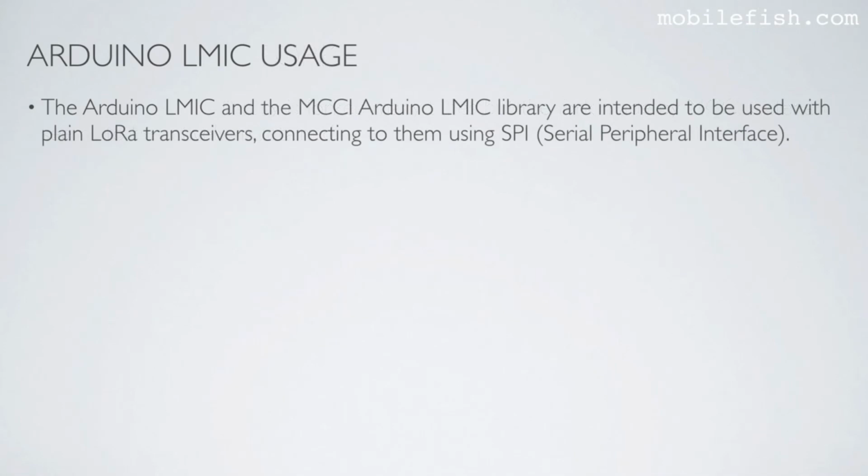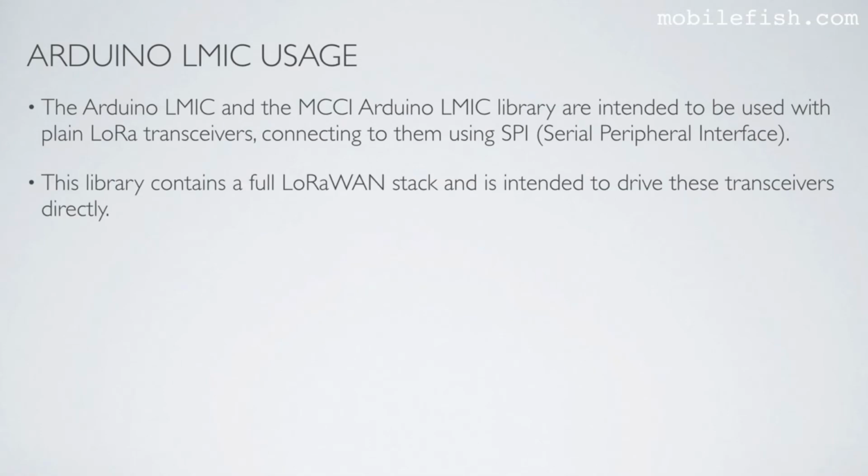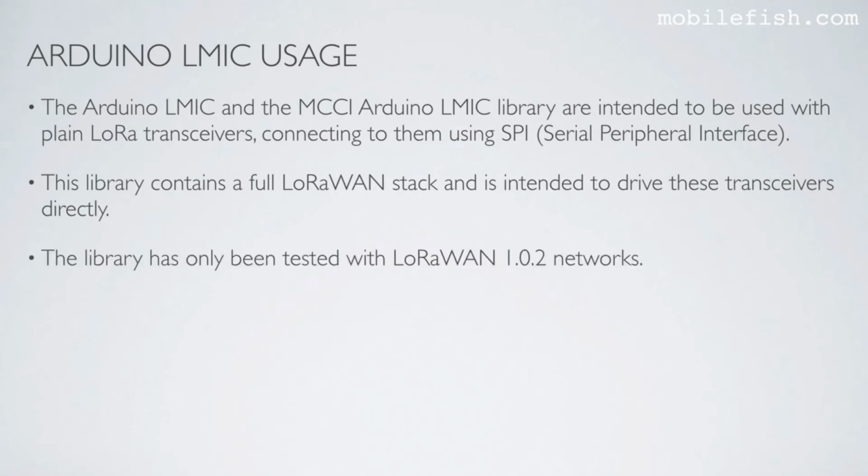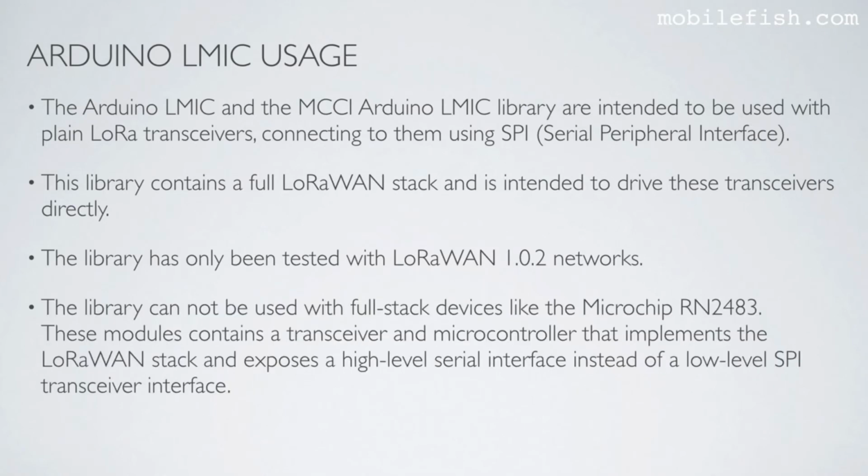The Arduino LMIC and the MCCI Arduino LMIC library are intended to be used with plain LoRa transceivers, connecting to them using SPI. This library contains a full LoRaWAN stack and is intended to drive these transceivers directly. The library has only been tested with LoRaWAN 1.0.2 networks. The library cannot be used with full-stack devices like the Microchip RN2483. These modules contain a transceiver and microcontroller that implements the LoRaWAN stack and exposes a high-level serial interface instead of a low-level SPI transceiver interface.